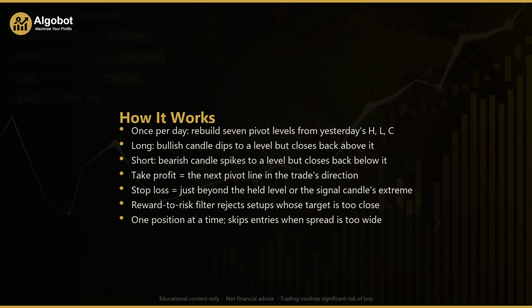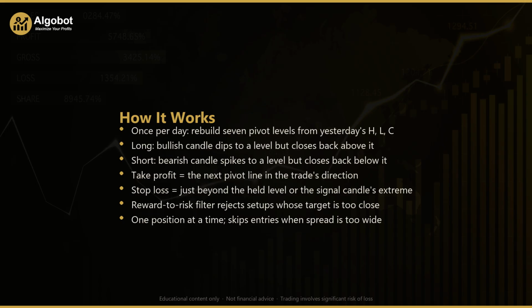It measures the distance to the target against the distance to the stop, and if the nearest pivot target is simply too close to justify the structural stop, the setup is rejected. There are 2 more guards. The EA holds only one position at a time, letting the structural stop and pivot target manage the exit.